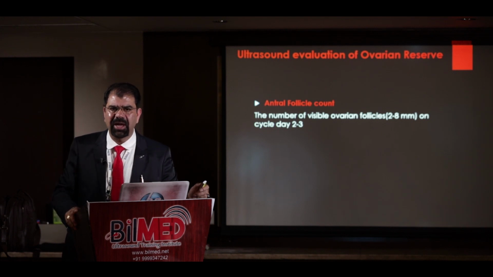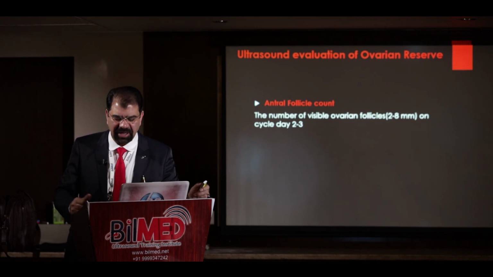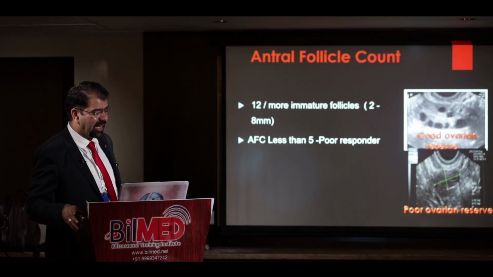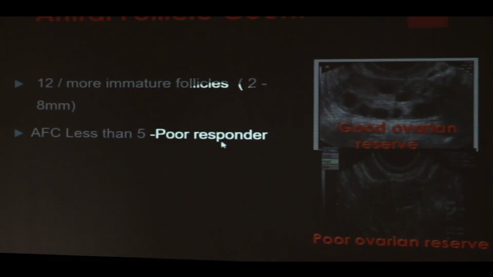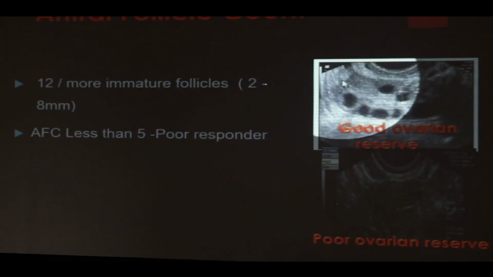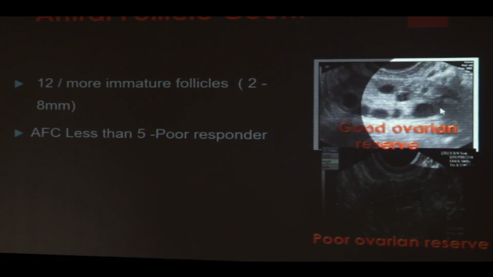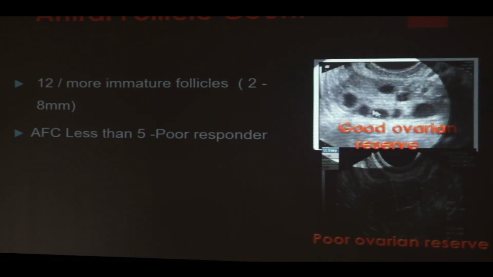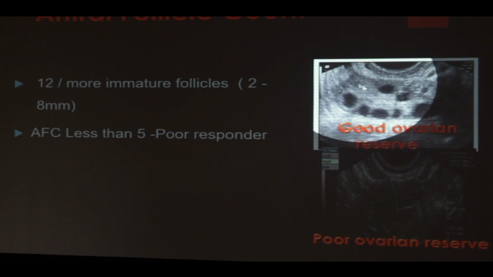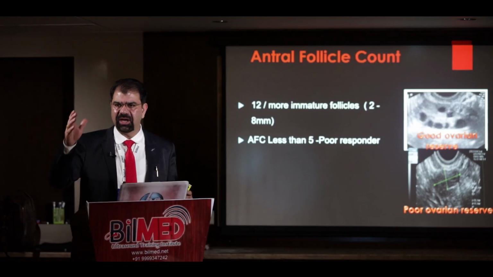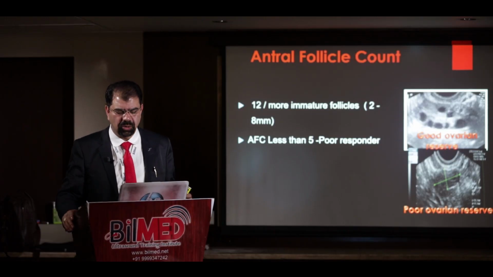If there is no immature follicle, where will the follicle come from? And if I am having an AFC of less than 5, that will be a poor responder. In this section I am seeing 1, 2, 3, 4, 5, 6, 7. It does not mean that in another section there will not be 2 or 3 more. So I have to take some sections to give the total count.